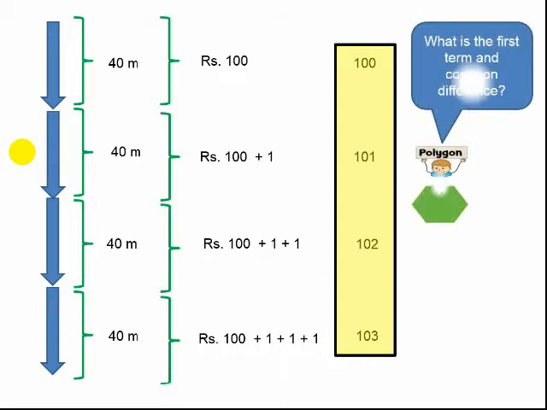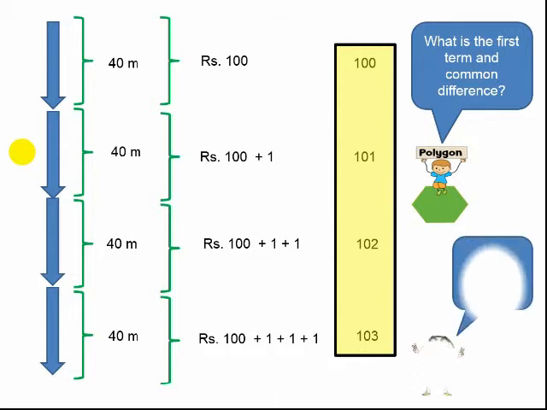So friends, here can you tell me what is the first term and the common difference? Here the first term is 100 and the common difference between these two is 1. Therefore A is equal to 100 and D is equal to 1, because 101 minus 100 is 1, 102 minus 101 is 1, 103 minus 102 is 1, and therefore the common difference is 1.